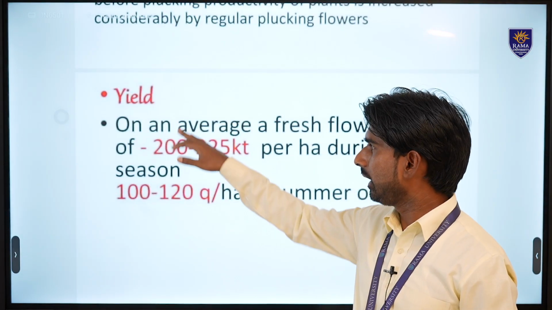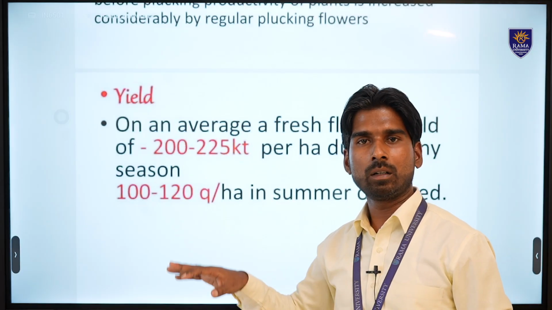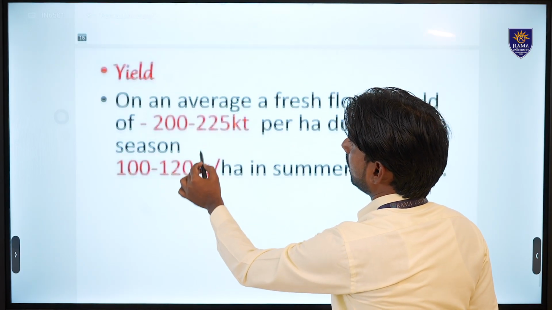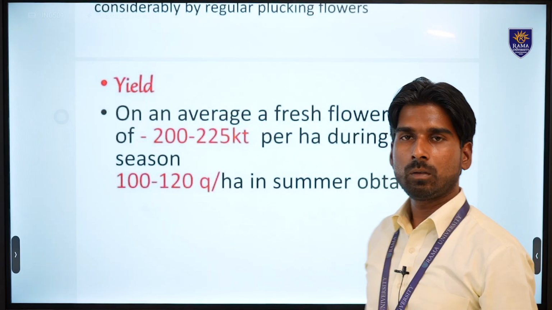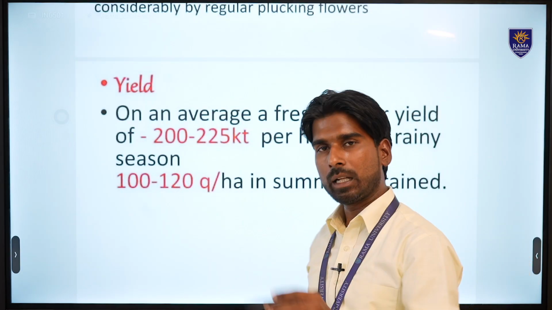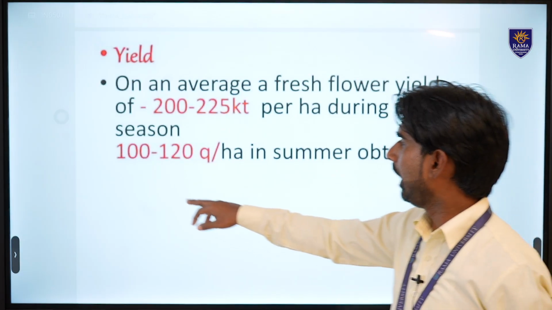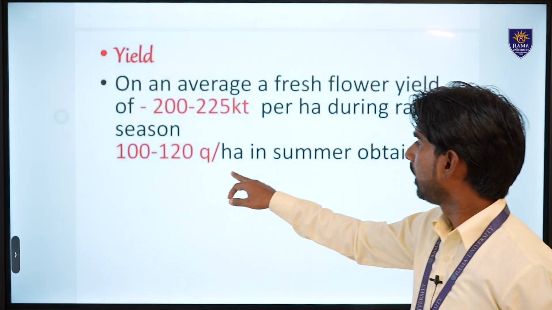After harvesting, we discuss the yield of marigold. For 1 hectare, the yield is 200 to 225 quintal per hectare in the rainy season and 100 to 120 quintal per hectare in the summer season.